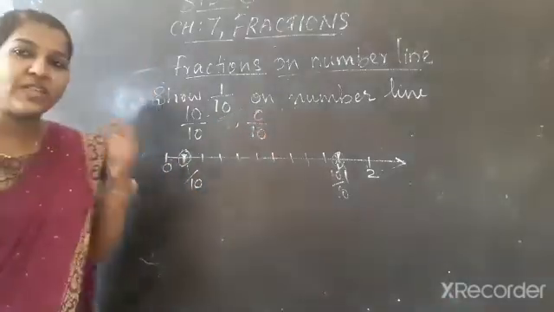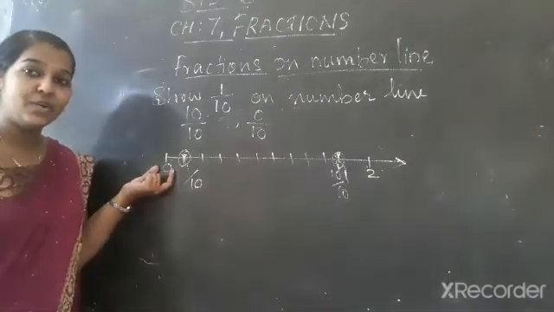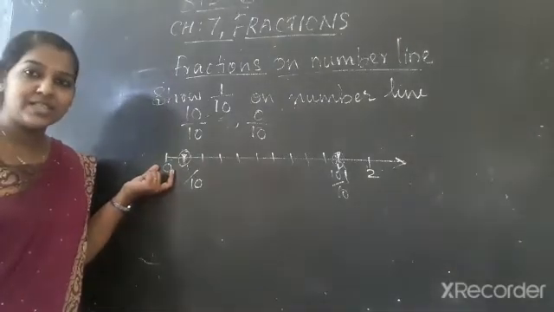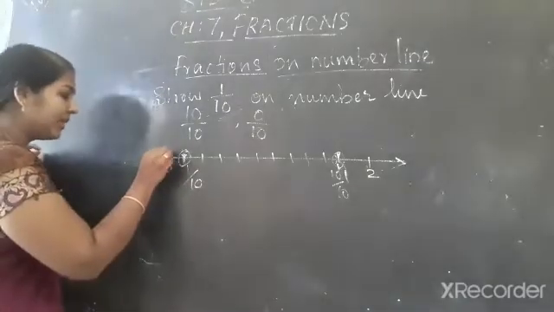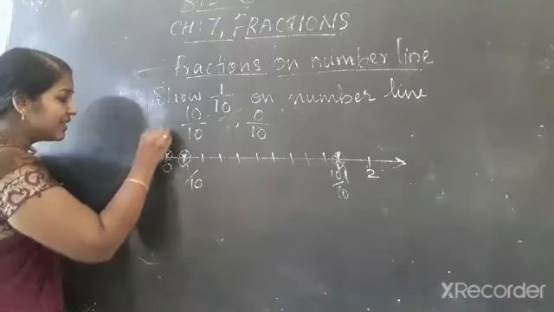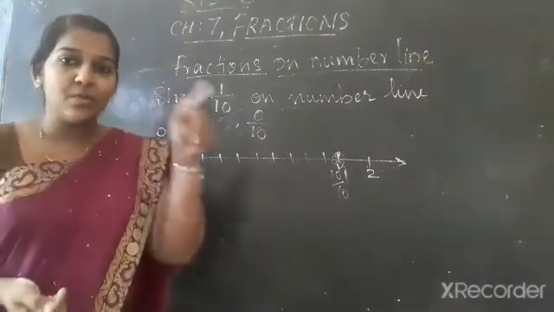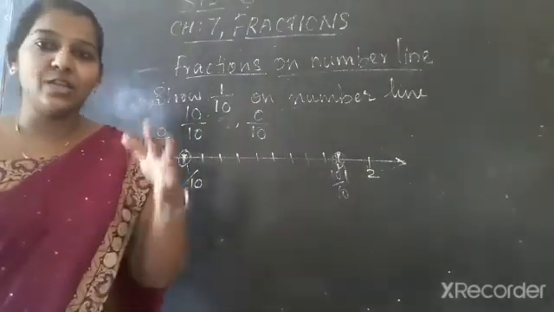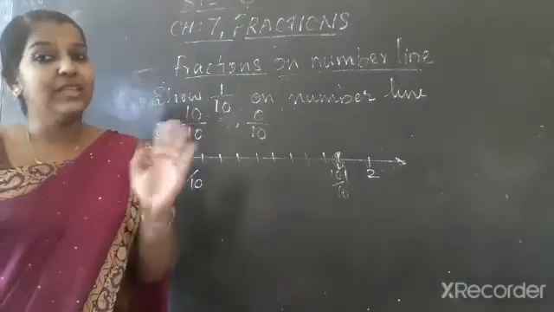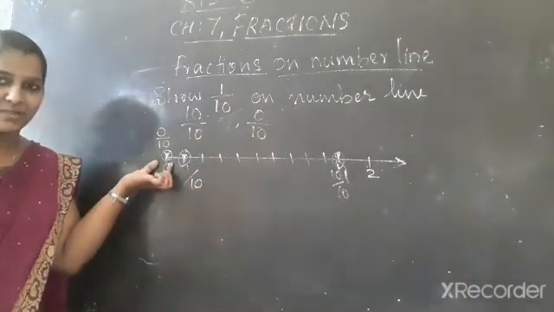Now, how to plot 0 by 10? Can you say which is 0 by 10? Yes, the first number where we wrote 0. This is the position of the fraction 0 by 10. So you can mark here. This is the 0 by 10. We know 0 by 10 shows 0. Isn't it? 0 by 10 means 0. If we are dividing 0 by a number, the answer will be 0. So the position of 0 by 10 is this one.